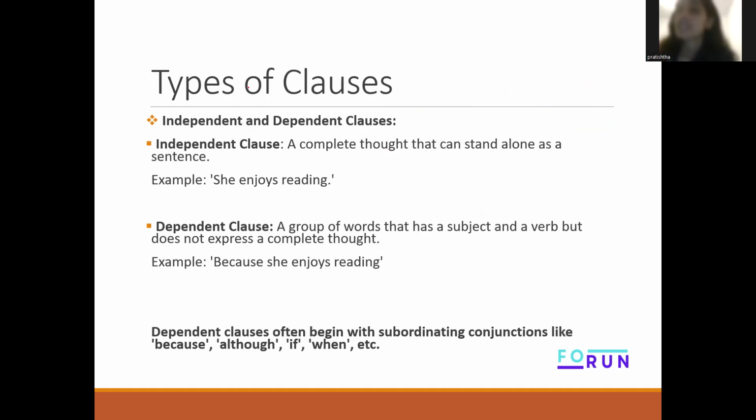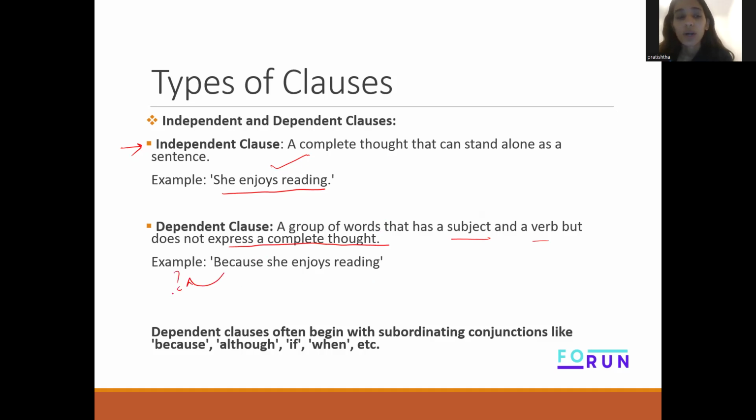Then let's discuss the types of clauses that we have. First, we have the independent clause, a complete thought that can stand alone as a sentence. For example, she enjoys reading. It makes sense, it can stand alone. A dependent clause is a group of words that has a subject and a verb, but does not express a complete thought.